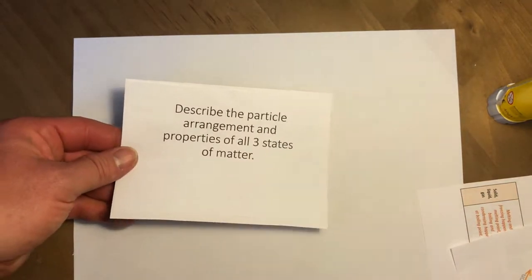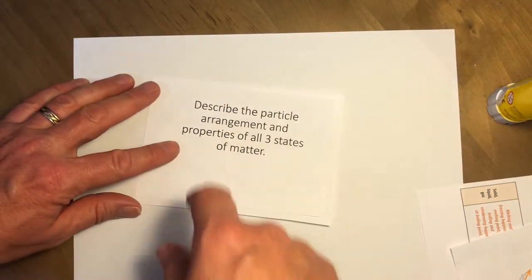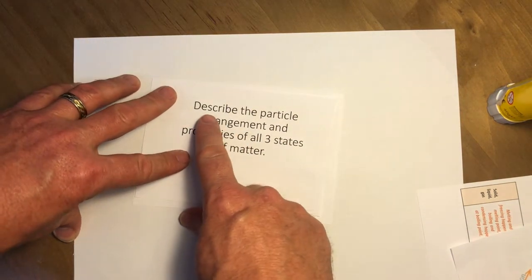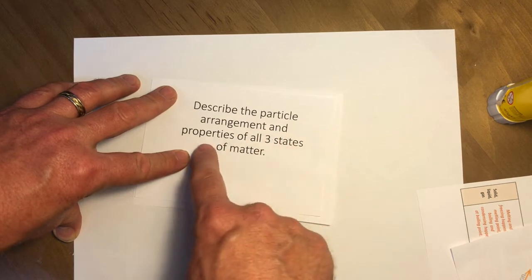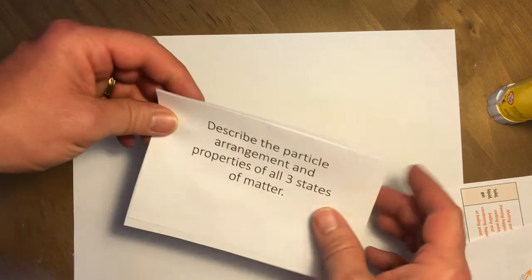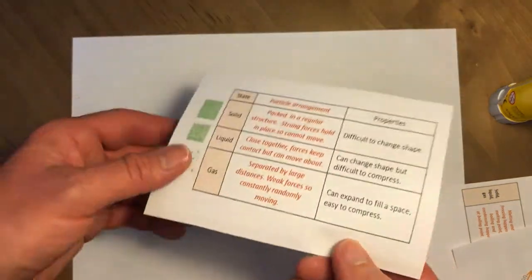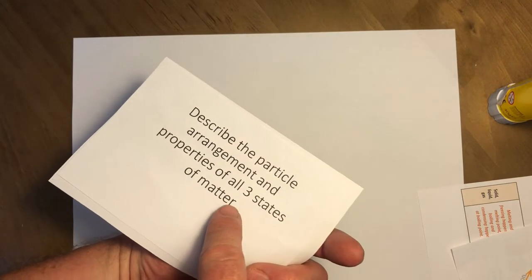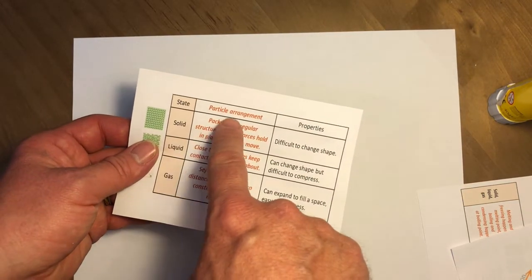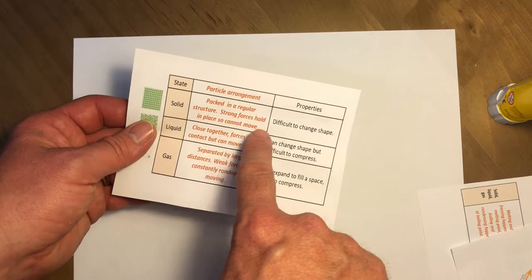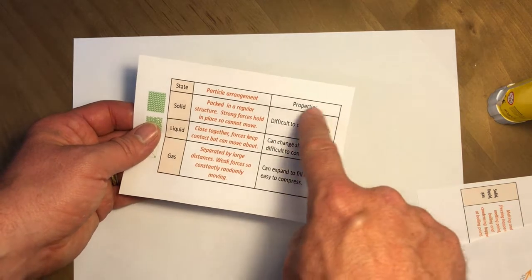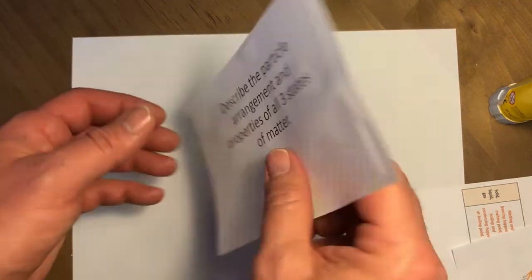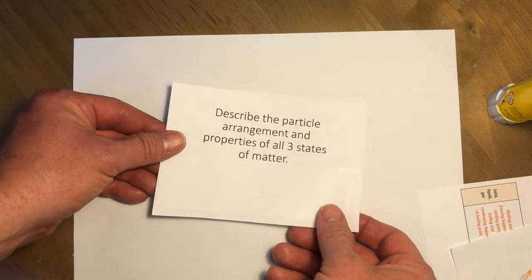Now, what I'm expecting everybody to be able to do is answer that question without looking at the flashcard. So when it says describe the particle arrangement and properties of all 3 states of matter, you should be able to say, without looking at the back: in a solid, the particles are packed in a regular structure, strong forces hold them in place so they cannot move. And the properties are they are difficult to change shape. You do the same for liquid, the same for gas. You are then answering that question.